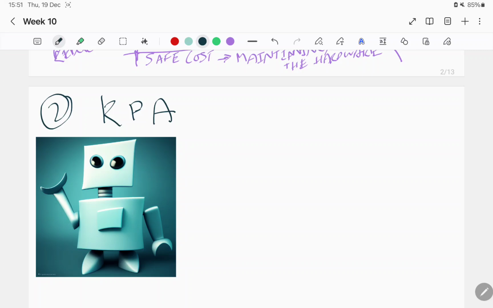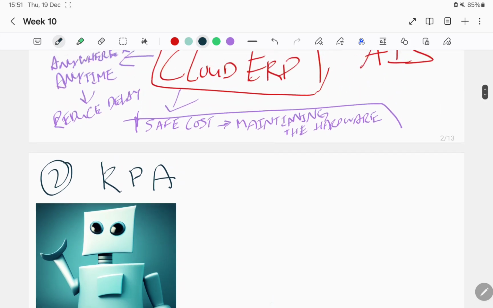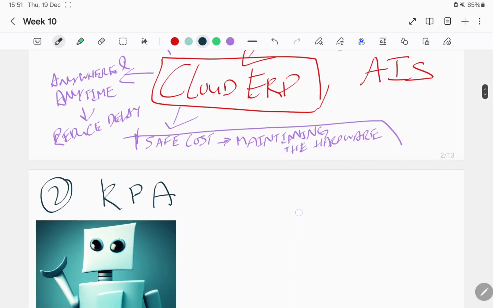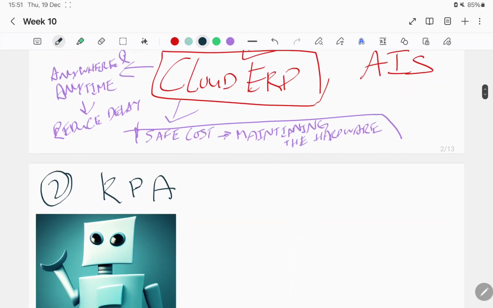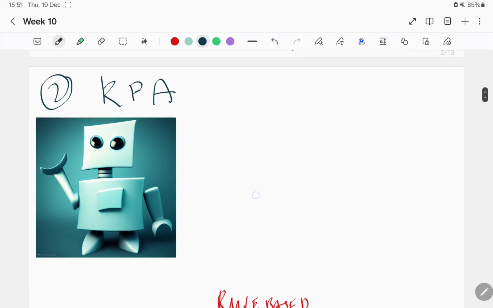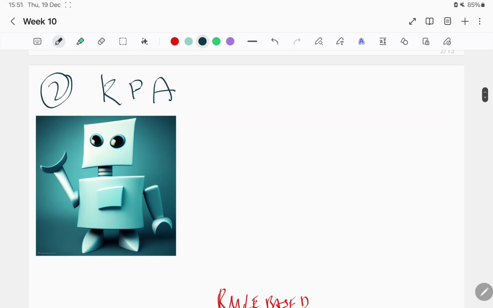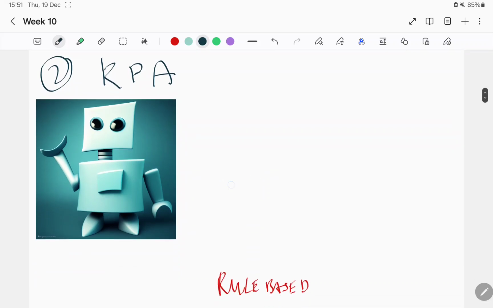This one is more applicable. I think both are more applicable. Both are applicable, but this one can improve the efficiency better. The cloud over here allows you to be more flexible, more dynamic. But this RPA allows you to become more efficient. So we have this robotic process automation.